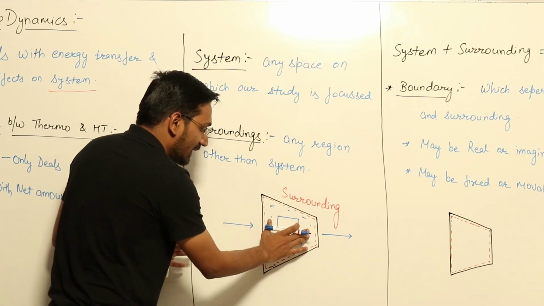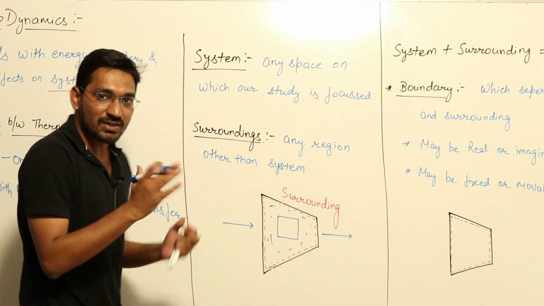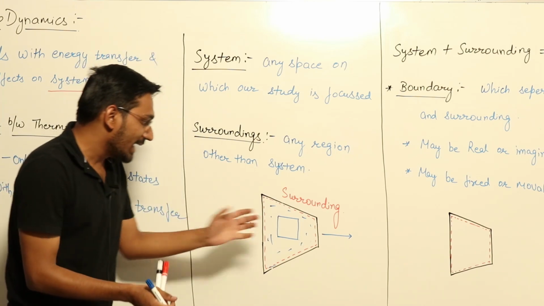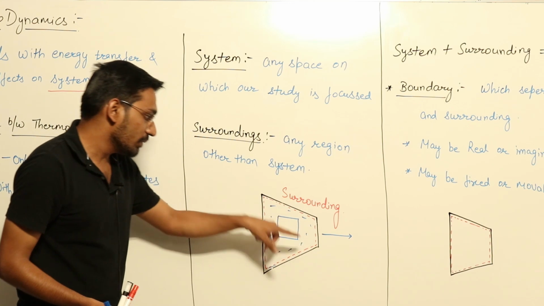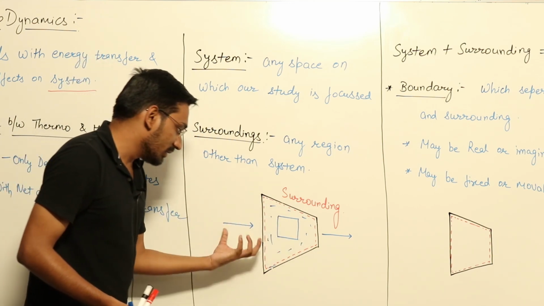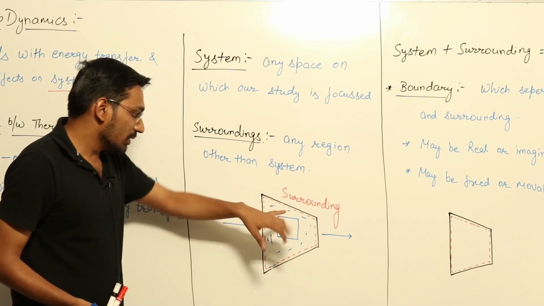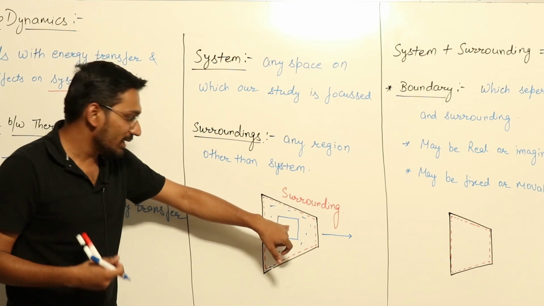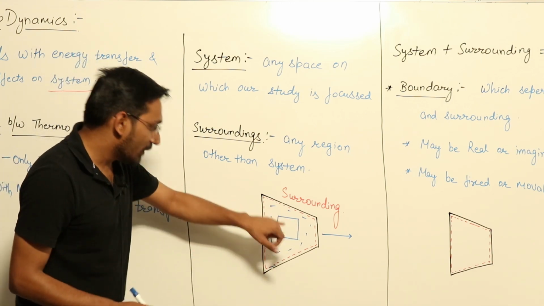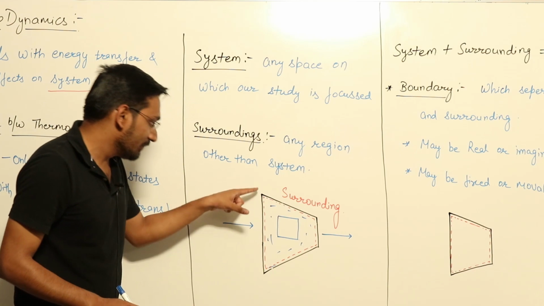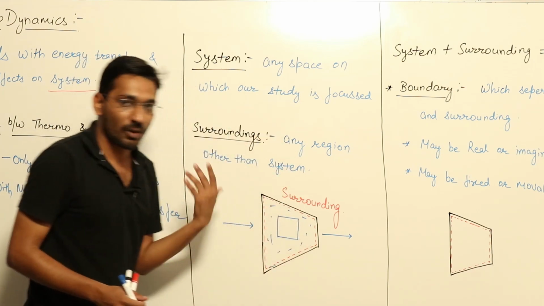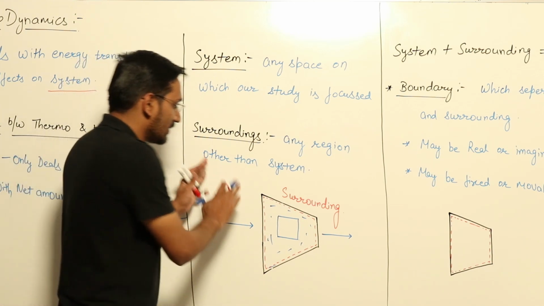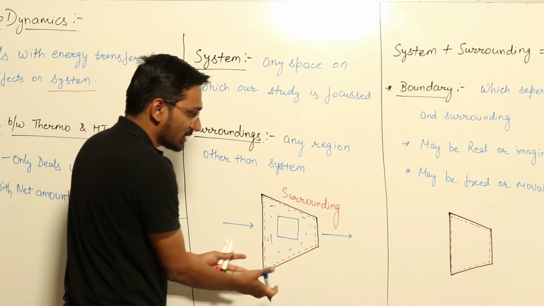So the system will be defined by us. We can take any system on which we have to focus, to solve the things for thermodynamics. Once you have defined the system, everything outside this system is surrounding. So these are the two things, system and surrounding.